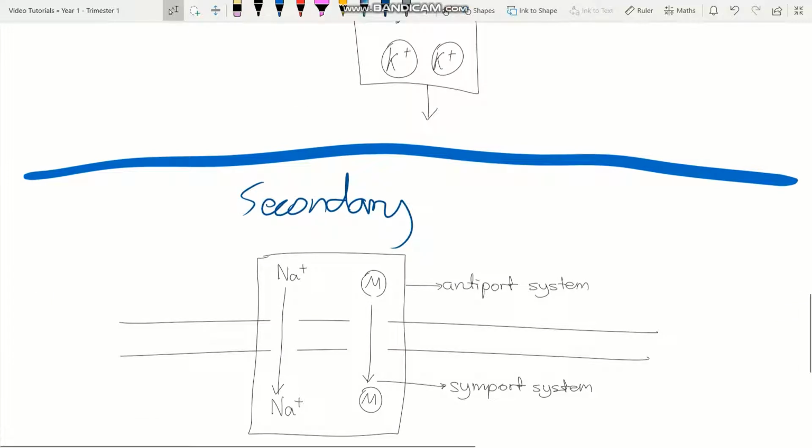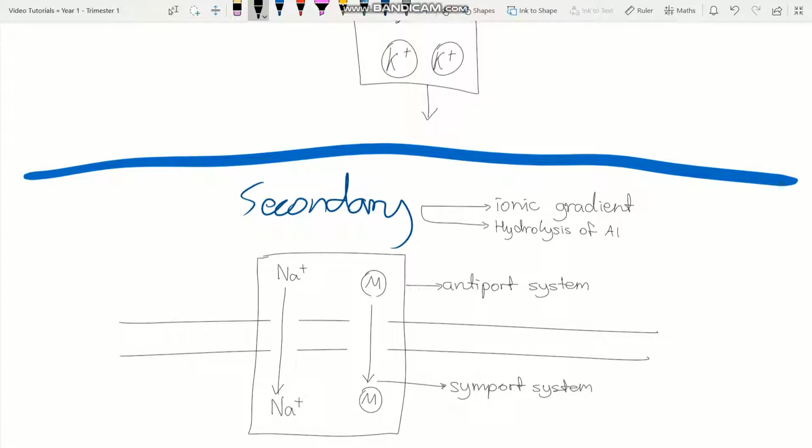So in a nutshell, secondary active transport involves two different gradients. One, which is formed by the ionic gradient, which allows for the transportation of a secondary molecule, and the other being the forced gradient, essentially, that is formed by the direct hydrolysis of ATP. And this essentially is what allows for the formation of this ionic gradient.